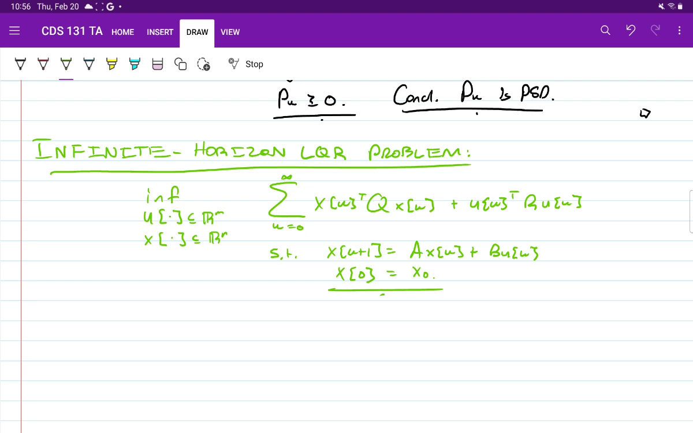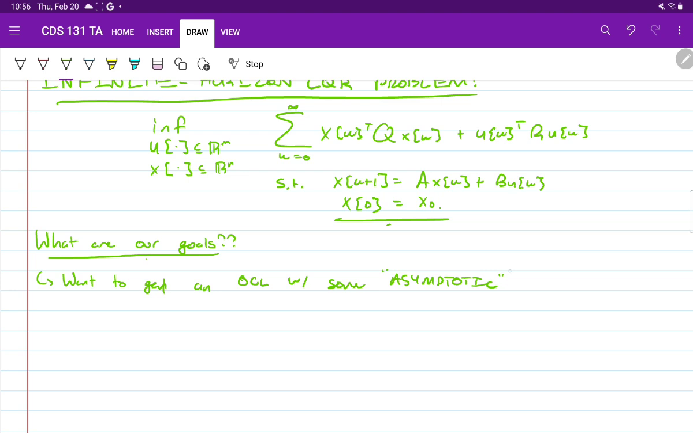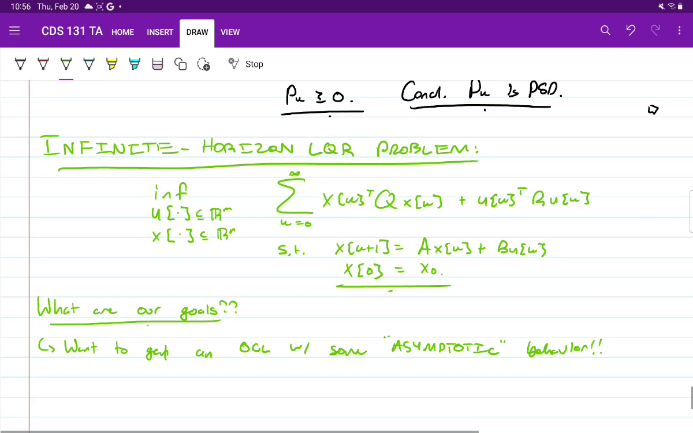Okay? So what are our goals in this case? Well, we want to get an optimal control law with some asymptotic behavior. So now, since we're interested in asymptotic behavior of the system and getting optimal behavior asymptotically, we take n to infinity, right?